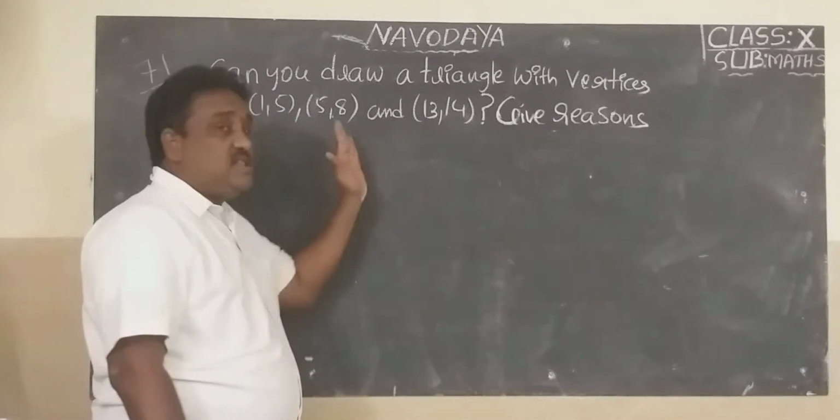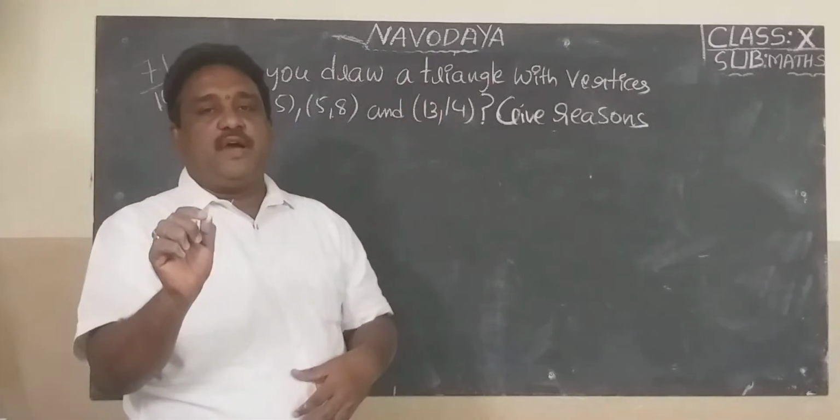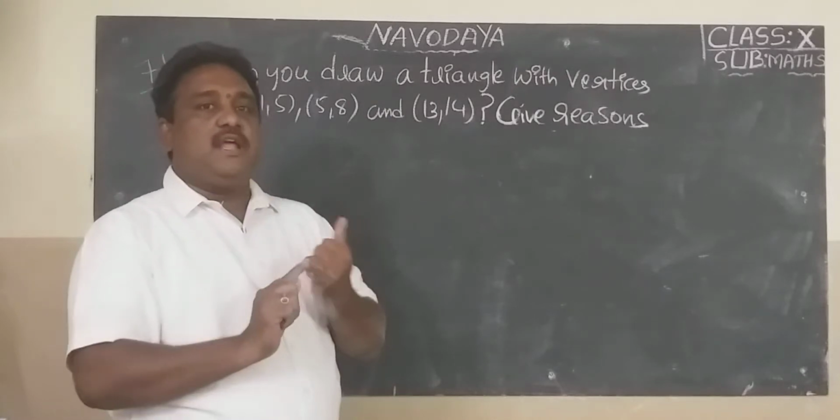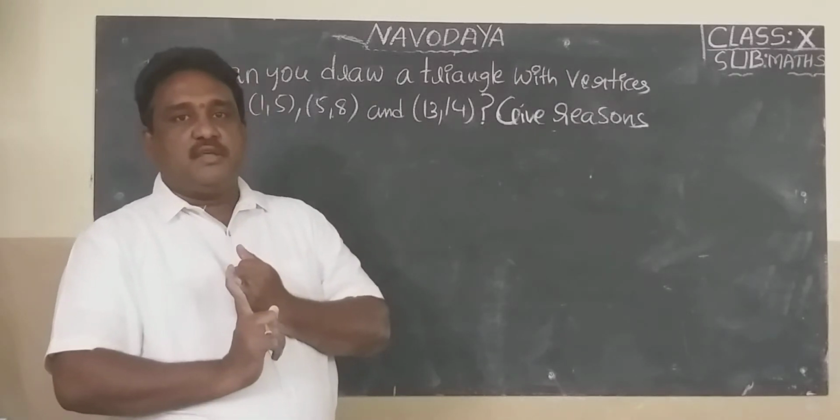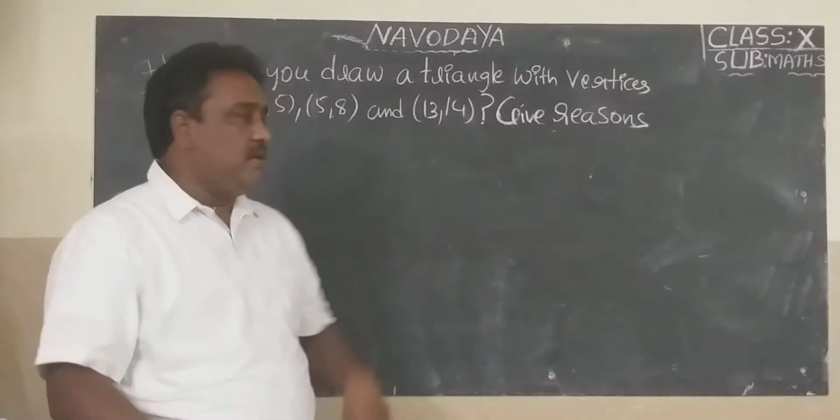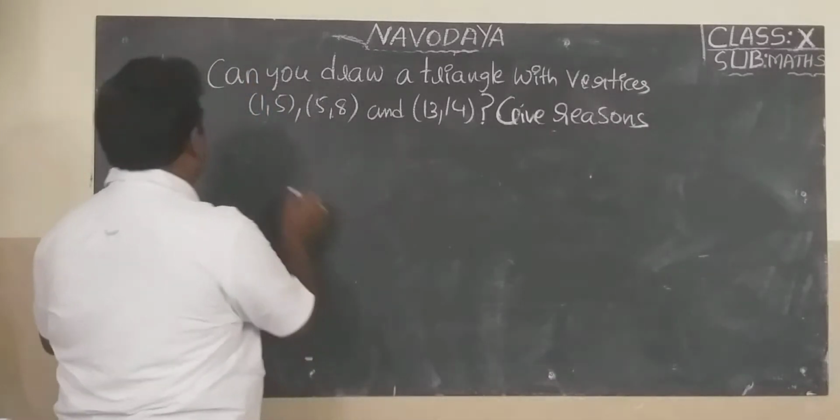So 3 points are given. We need to identify whether it is a triangle or not. For a triangle, the points must be non-collinear. So if the points are non-collinear, it is a triangle. Very simple. Otherwise, it is not a triangle.